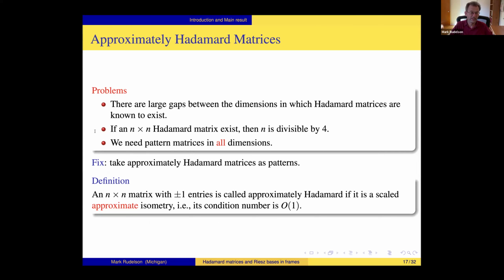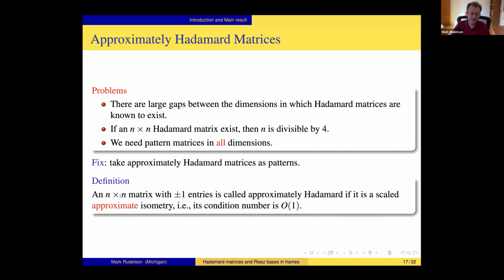And moreover, this is an exercise for combinatorics 101, actually the parity checking, that Hadamard matrices exist only if the dimension is divisible by 4. So if you want this construction in all dimensions, we have to sacrifice the Hadamard property, and instead we relax it. Instead of exact Hadamard, we will consider approximately Hadamard matrices.